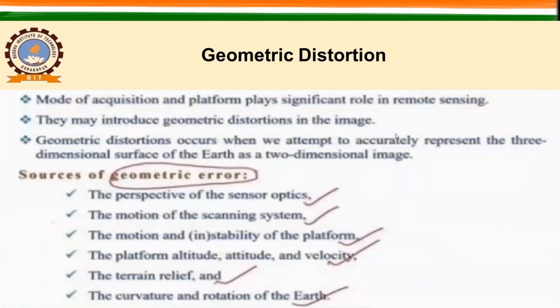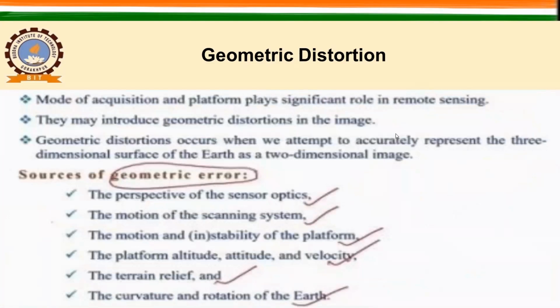The next is geometric distortion. The mode of acquisition and the platform play a significant role in remote sensing. They may introduce geometric distortion in the image, and geometric distortion occurs when we try to accurately represent the three-dimensional surface of the earth.